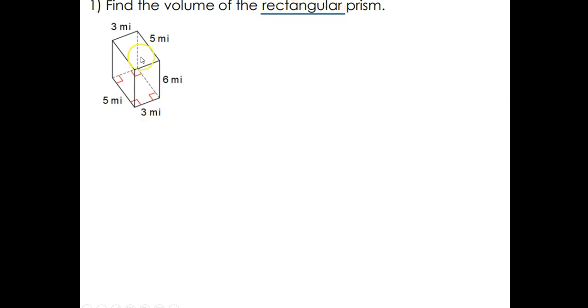Another thing I want to label on here, since I already see it, is the height of the prism. So since this rectangle at the bottom is the one that they wrote these right angles on, I know that this is my base. So from this bottom base to the top base, how high is this prism? 6. So I'm going to label that as my height.